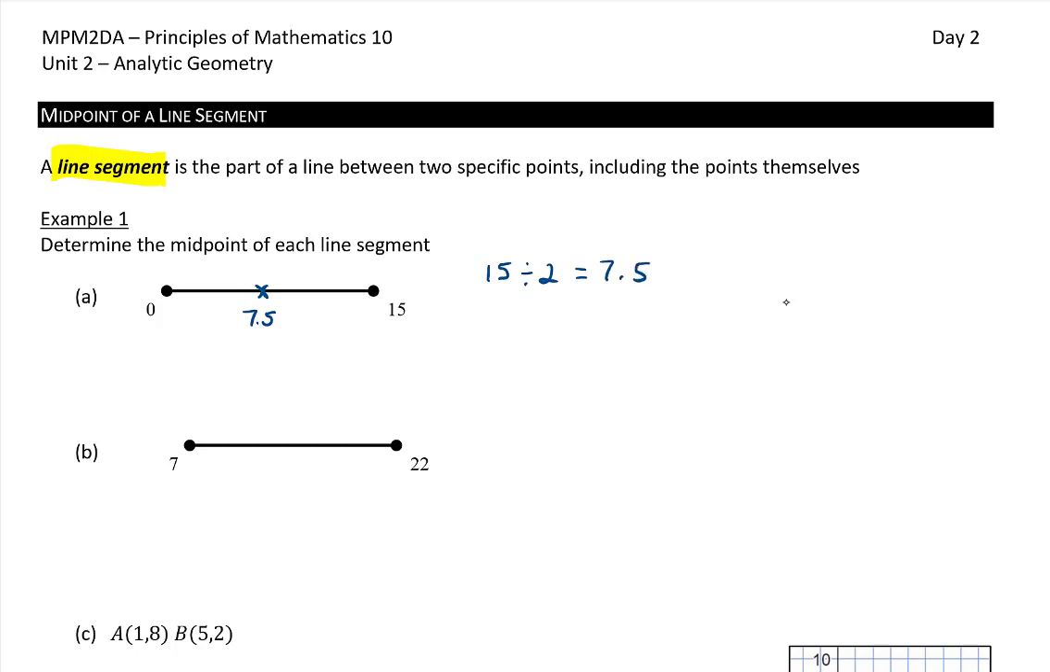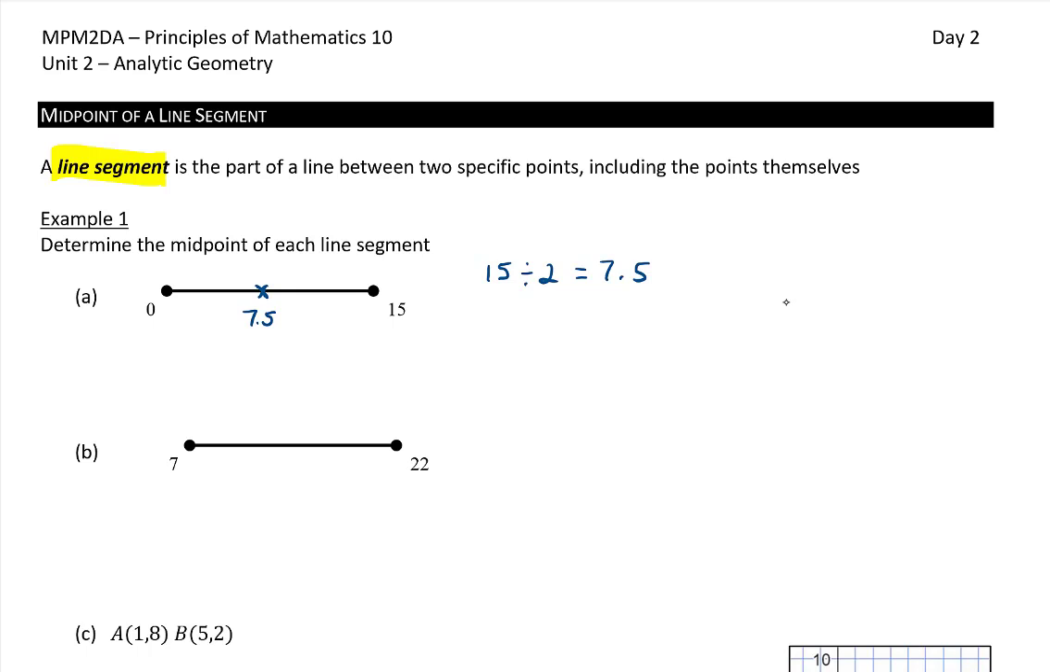For B, we're not starting at 0, so what is the midpoint between 7 and 22? The best way to find the midpoint between two numbers is to take what's called the average. The average and the midpoint are equivalent to each other when we're dealing with 2 points.